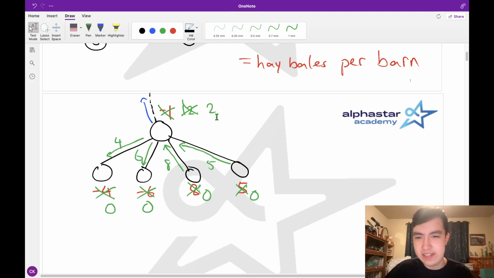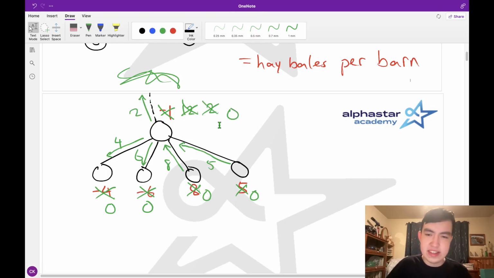And then those 2 extra hay bales, since this is just a subtree of a larger tree, there are probably some more nodes up there, so we'll want to send those out of this tree. So we send 2 hay bales away, and now we're left with 0. So this subtree here is entirely equalized. So that's just one example of one subtree that we could potentially do to make it all have the correct number of hay bales in each barn.